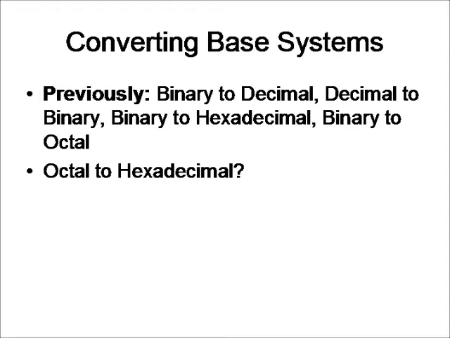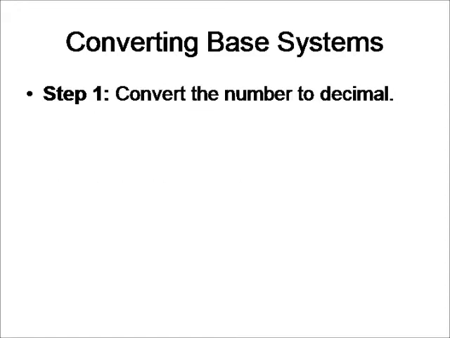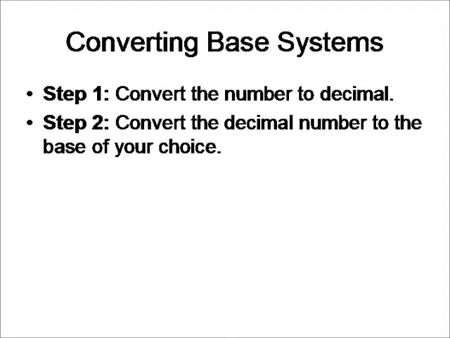So the first step that we would use to convert the base system is to convert the number that is in a current base to the decimal form. In this case, we want to convert an octal number to decimal form or a hexadecimal number to decimal form. Then for the second step, we will convert the decimal number to the base of our choice, whether that be, in this case, octal or hexadecimal, depending on which way you are converting.